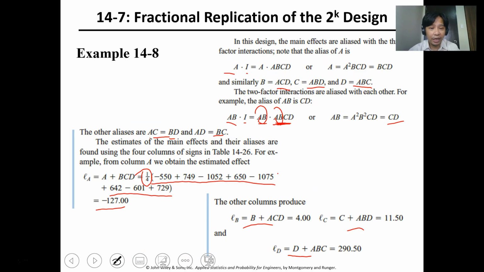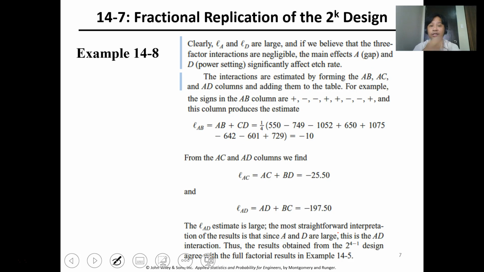Okay, next. Paano natin i-compare? So, makita mo na yung effect ng A tsaka ng D ay mataas. Tama? Okay, so clearly lA and lD are large, and we believe that the three-factor interactions are negligible. The main effects, A gap and D power setting, significantly affect the etch rate. So tama, yan yung nakuha natin. Yung dalawa, yung gap at saka yung power setting, has a significant effect.